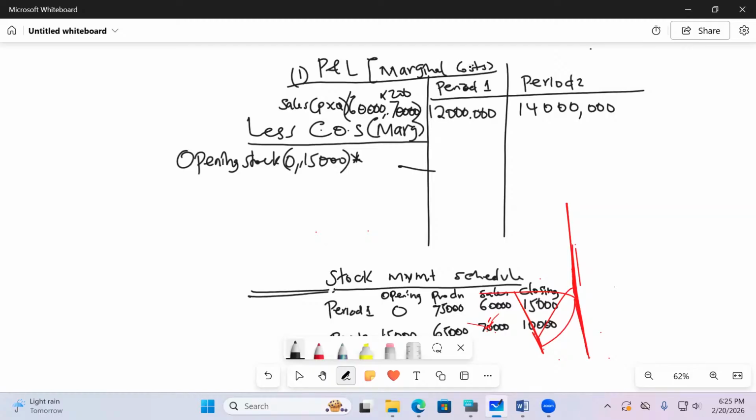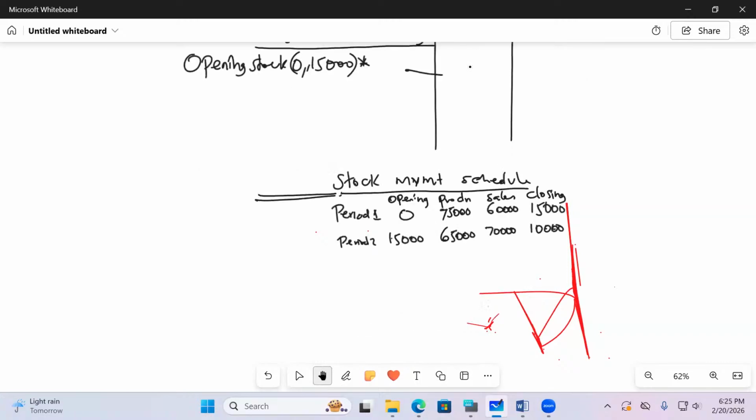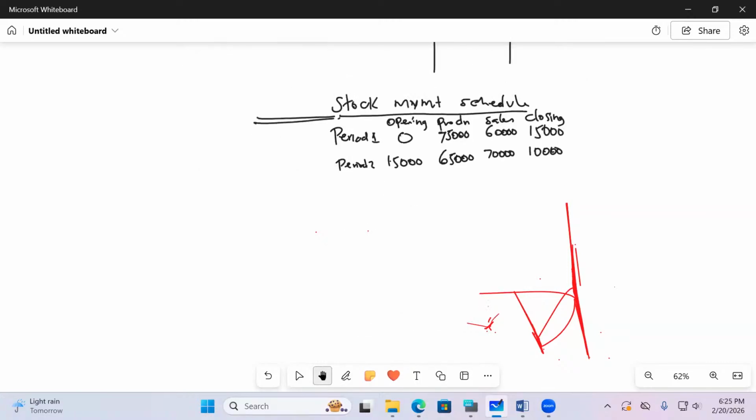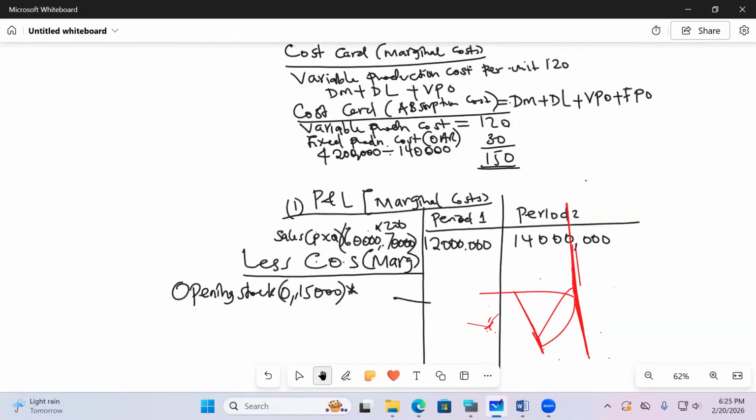And do we know the stock valuation cost, the marginal one? 120 was the marginal one. Absorption is the one that is 150. So this one we had already obtained, ladies and gentlemen. If you remember, we had done our cost cards. In the marginal cost card, we had the variable production cost per unit, which is our marginal production cost per unit of 120. And then we have the absorption cost per unit, which is 150. And these are the unit costs which we shall be using to value our inventories.